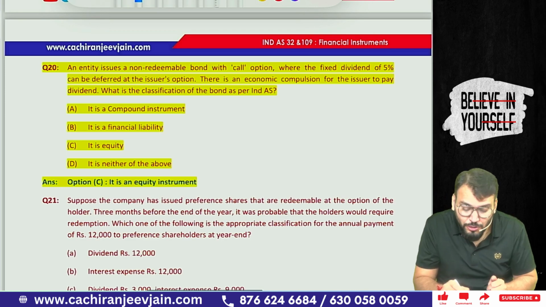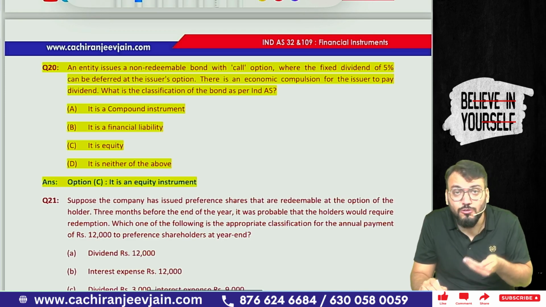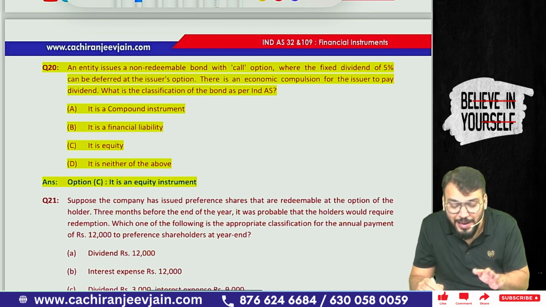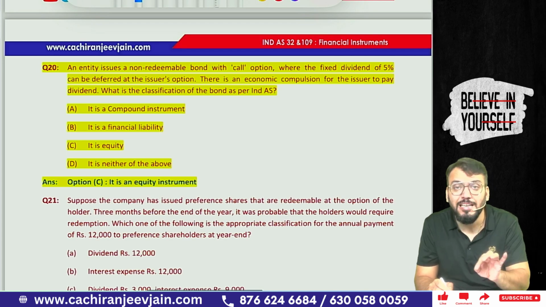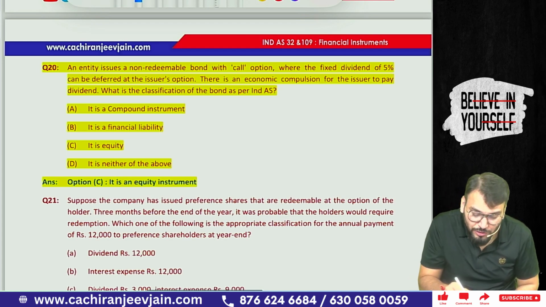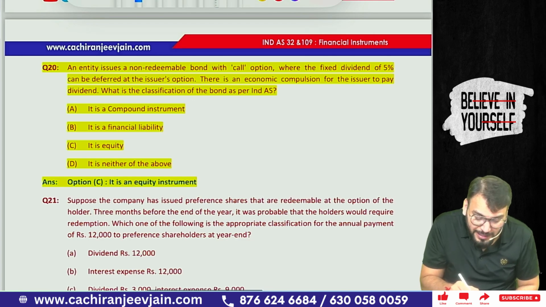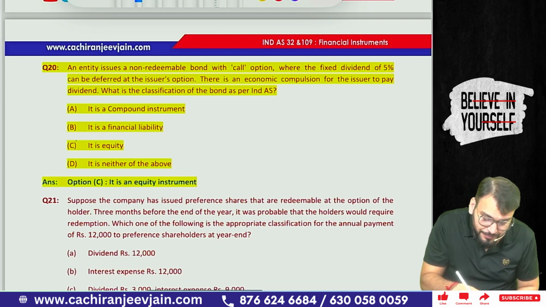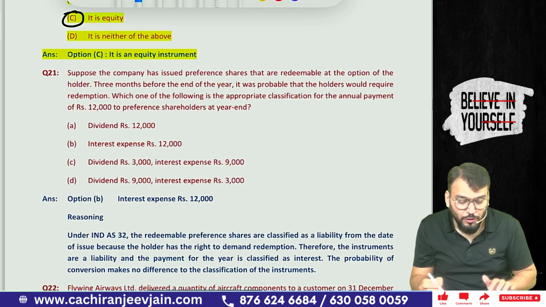Got this point? So can you see in this case, because there is no obligation to pay the principal amount as well as no obligation to pay the dividend amount, therefore it will be classified as an equity instrument. Good question. What is the classification of the bond? It will be an equity instrument. Option number C is correct. Come to question 21.